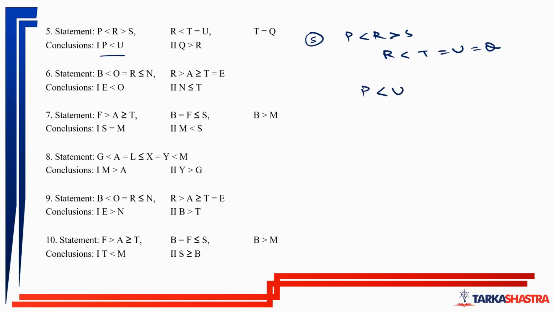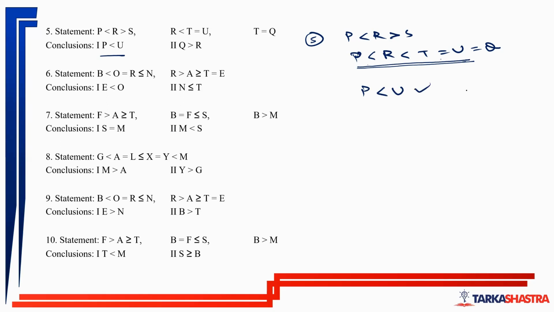P less than U means it will work like this. P less than U. Yes. What we try to do, we try to bring it in one single statement. And P less than U. Yes, P is less than U. The direction of the sign has not changed, the direction of the sign has not changed, and P is less than U.